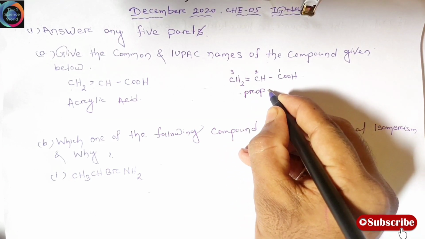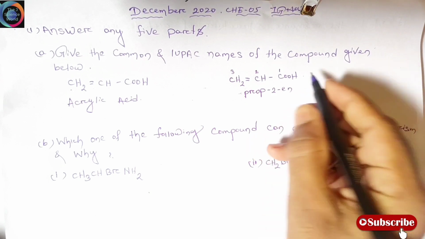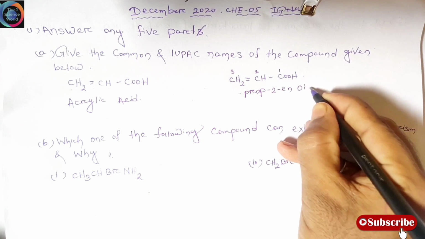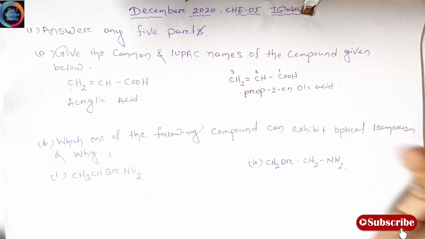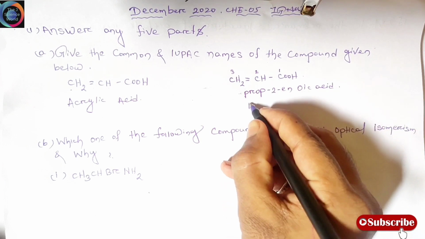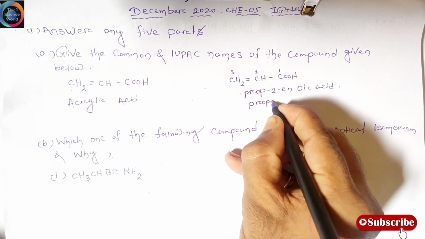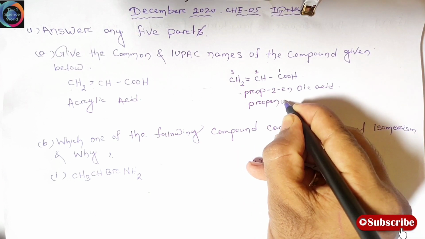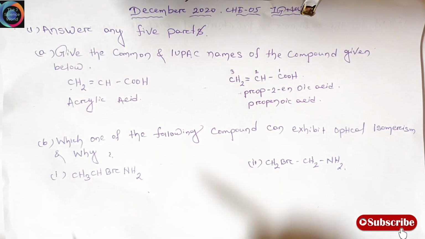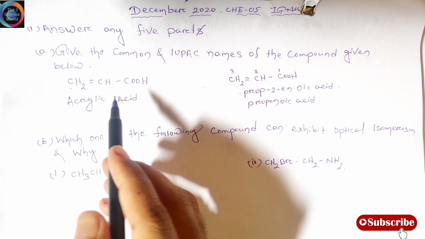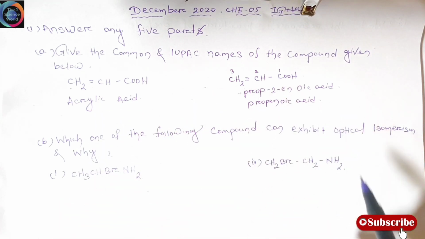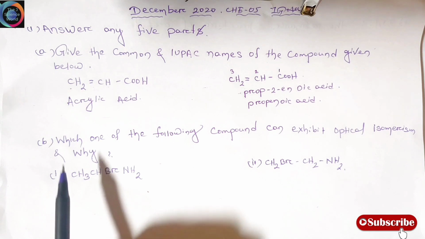For the second position double bond it is 2-ene. For COOH we use the suffix oic acid. But friends, we avoid this 2 and write propanoic acid. So friends, the common name of this compound is acrylic acid, and the IUPAC name is propanoic acid. Friends, this is question number B.